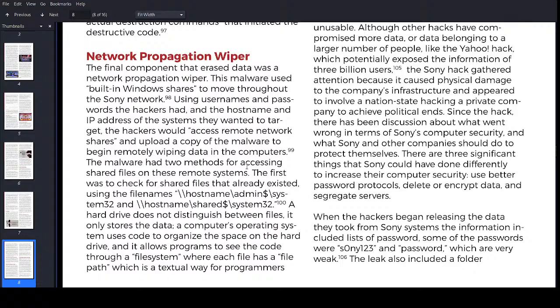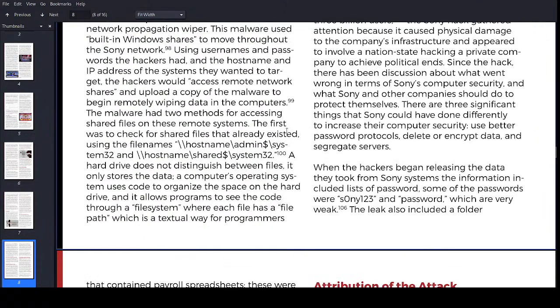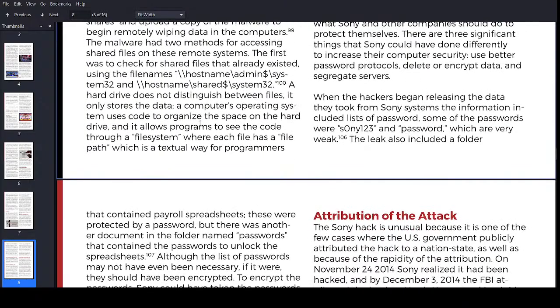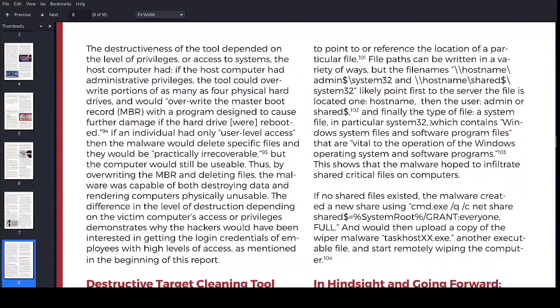The first way was to check for shared files that already exist, using the file paths \\hostname\admin$\system32 and \\hostname\shared$\system32. A hard drive does not distinguish between files. It only stores the data. A computer's operating system uses code to organize the space on the hard drive, and it allows programs to see the code through a file system, where each file has a file path, which is a textual way for programmers to point to or reference a location of a particular file.